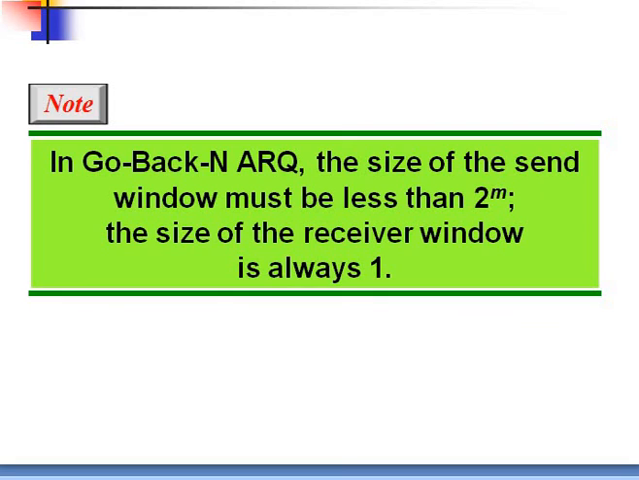So here one note is given. In Go-Back-N ARQ, the size of the send window must be less than 2 raised to m. The size of the receiver window is always 1.